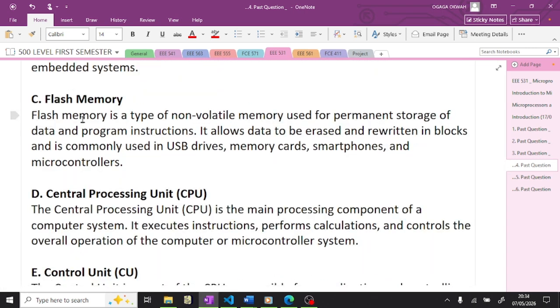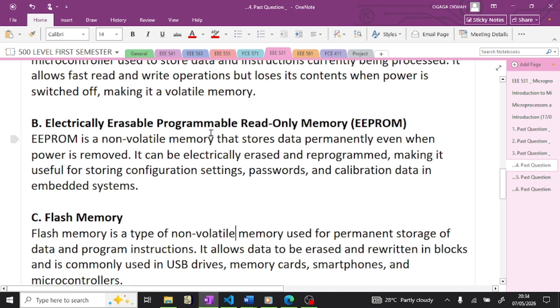The next thing we are asked to write a note on is flash memory. Flash memory is a type of non-volatile memory, which means when power goes off, it retains its data. It's used for permanent storage of data and program instructions. It allows data to be erased and rewritten in blocks, and is commonly used in USB drives, memory cards, smartphones, and microcontrollers. The other one retains data but was read only. For this one, you can read and you can write.